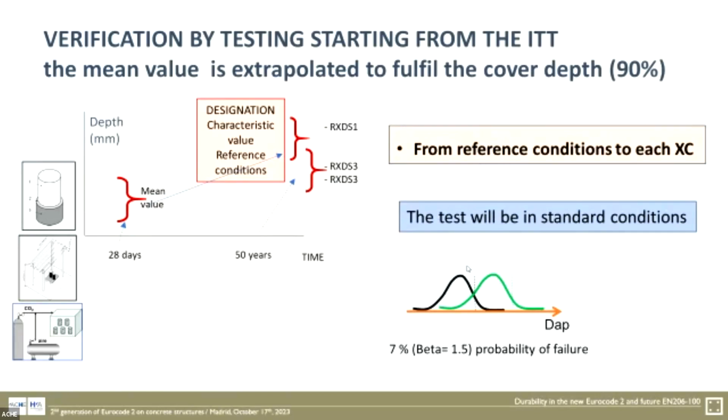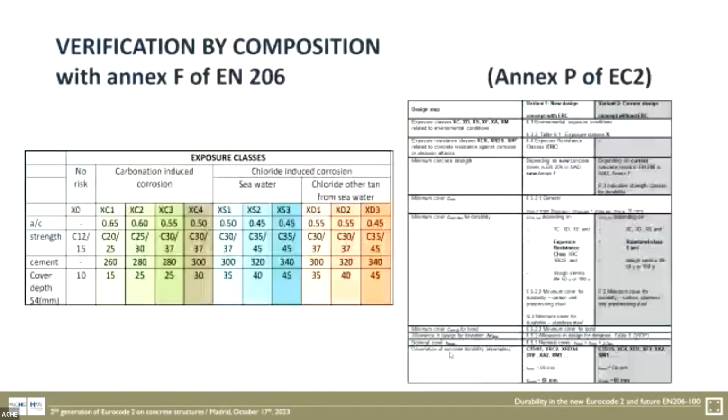I mean, there will be, like in the strength, a probability of failure that is around 7%, a beta value of 1.5. Well, we have the Annex P, simply to show that there is the Annex P that is trying to summarize what was in the previous one, that is for structural class 0.4, the water cement ratio, the strength, the amount of cement, and this for S4.